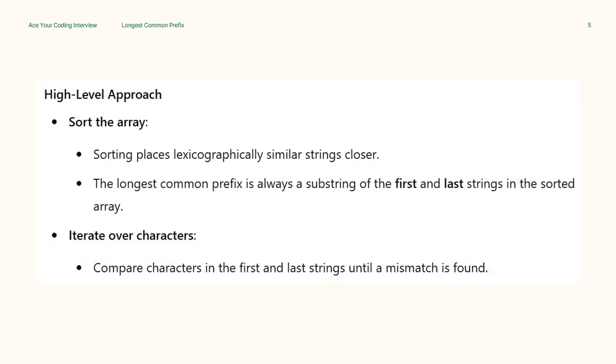The solution begins by sorting the array of strings. Sorting ensures that lexicographically similar strings are positioned closer together, which simplifies the process of finding the common prefix. After sorting, the longest common prefix can only exist as a substring of the first and last strings in the sorted array. Next, the algorithm iterates over the characters of these two strings. It compares each character until a mismatch is encountered or the end of one of the strings is reached. This comparison identifies the exact portion of the strings that forms the common prefix.